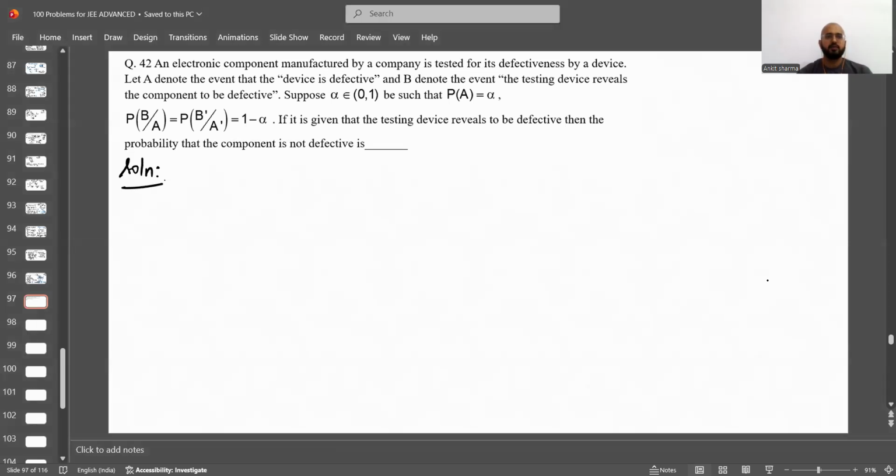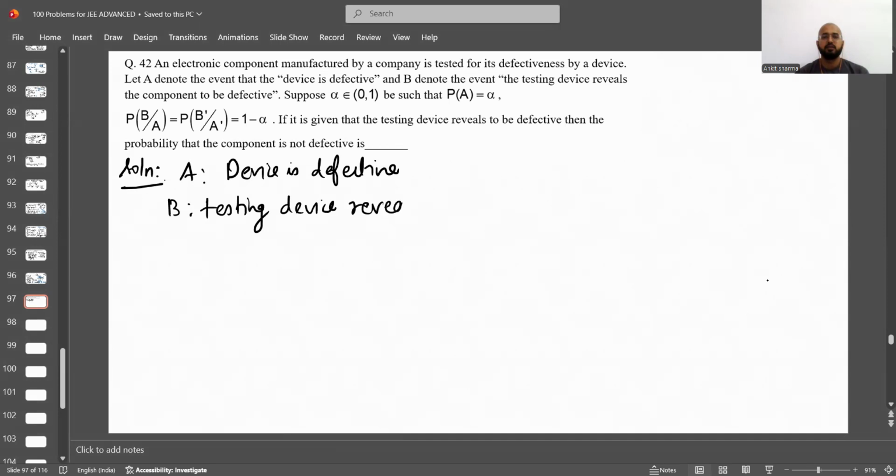So here is another one. An electronic component manufactured by a company is tested for its defectiveness by a device. Let A denote the event that the device is defective, so we'll write it like this: device is defective. And B denotes the event that the testing device reveals the component to be defective. So we'll write: testing device reveals the component to be defective.